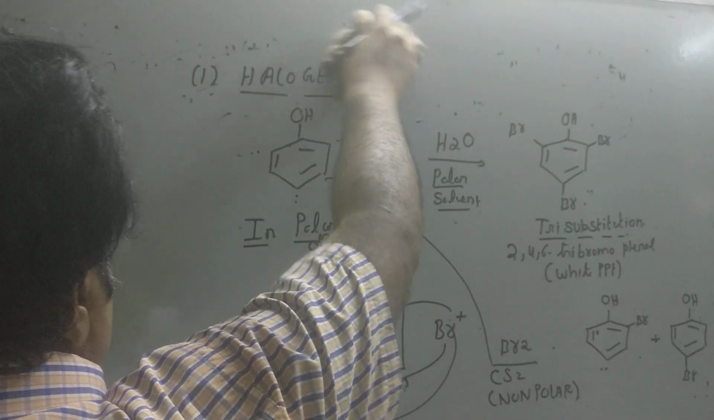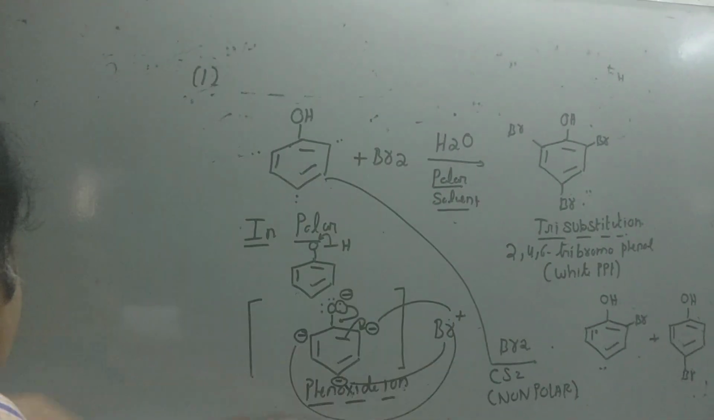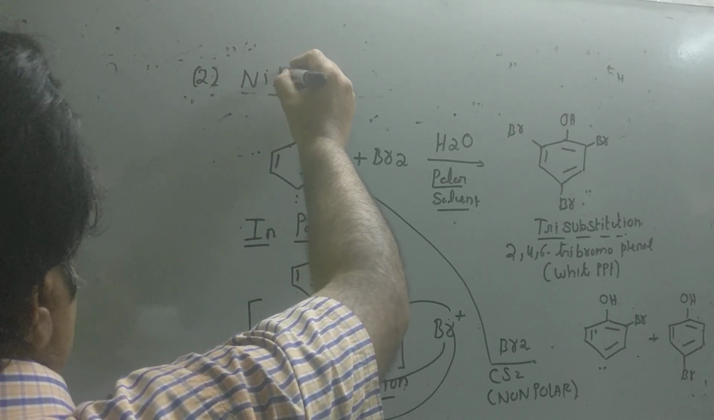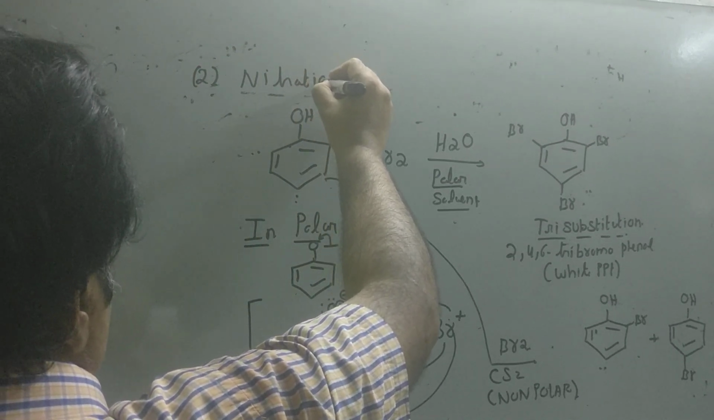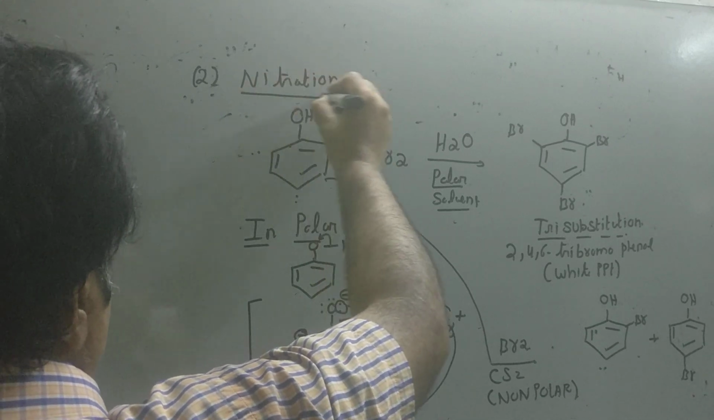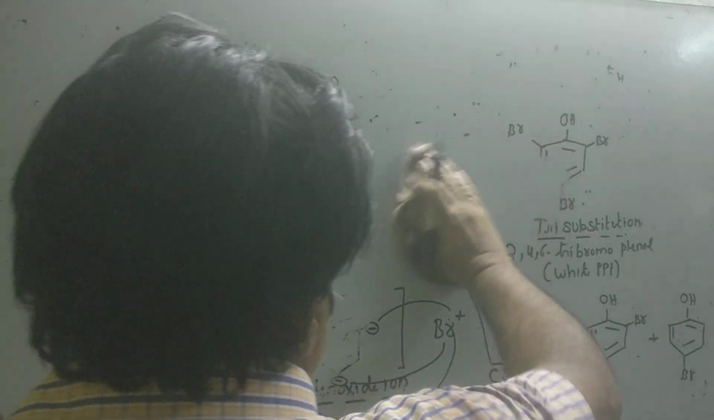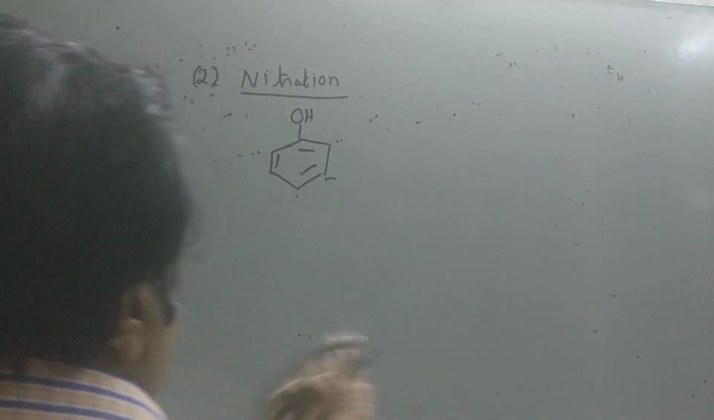Now we are going to discuss the next reaction, called nitration. We are going to do the nitration reaction of phenol. In nitration, which group gets attached? NO2. So let us do nitration of phenol.